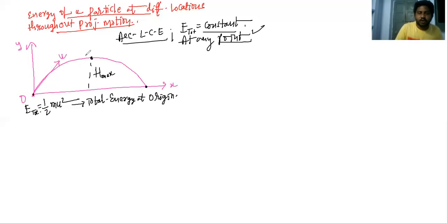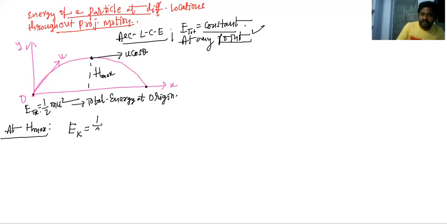At the maximum height, what is the velocity possessed by the body? It's u cos theta. At the maximum height, only this velocity remains. Which is the energy associated with velocity? Potential energy? No, kinetic energy, because it's half mv square. So at the maximum height, what is the kinetic energy? Ek is half into m into u cos theta whole square, which is half m u square cos square theta.